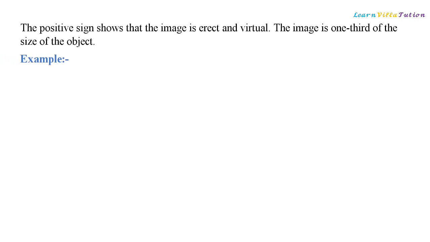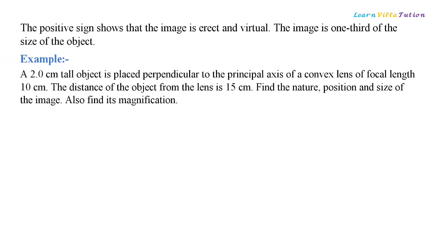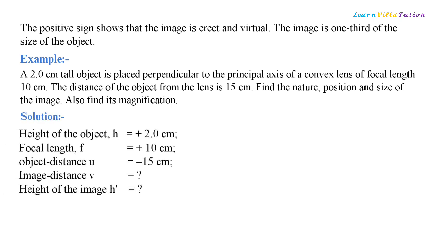Let's take another example. A 2.0 centimeters tall object is placed perpendicular to the principal axis of a convex lens of focal length 10 centimeters. The distance of the object from the lens is 15 centimeters. Find the nature, position and size of the image. Also find its magnification. Solution: height of the object h is equal to plus 2 centimeter.